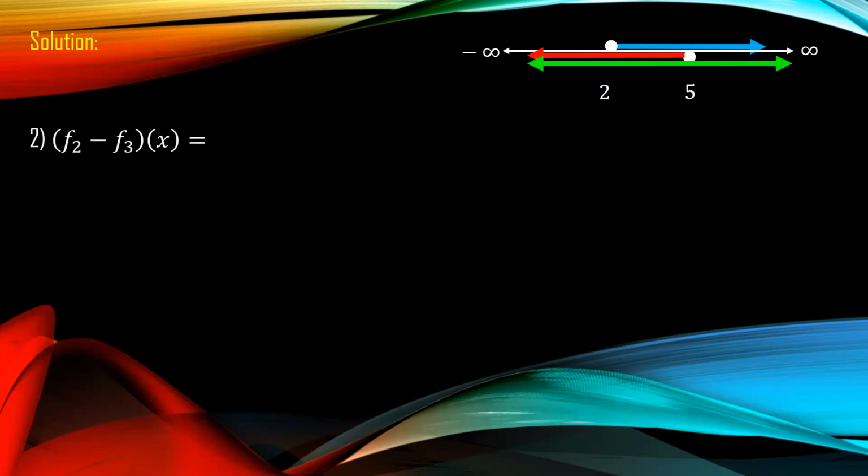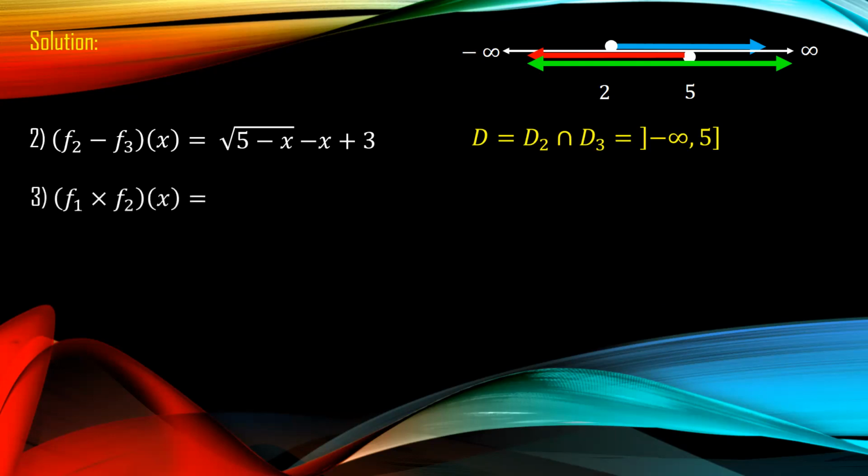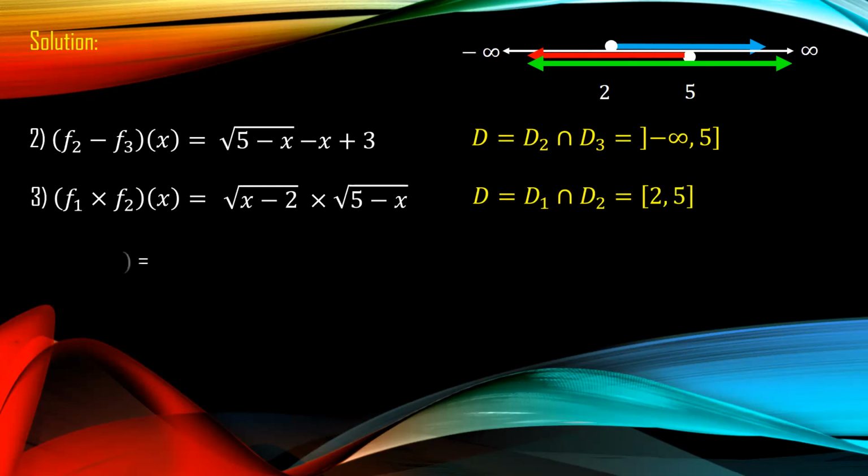f2 minus f3 of x equals root 5 minus x plus 3, and its domain is the intersection of the domains of f1, f2, and f3. It is equal to the semi-open interval negative infinity and 5. f1 times f2 of x equals root x minus 2 times root 5 minus x, and its domain is the closed interval 2 and 5.